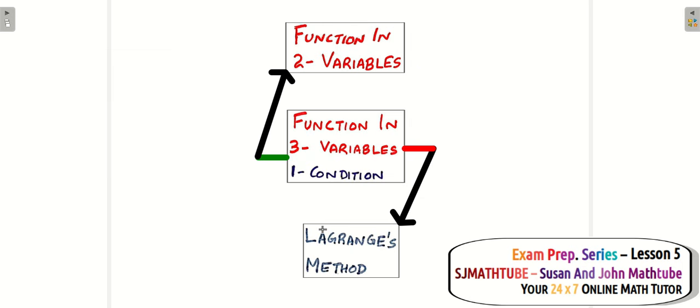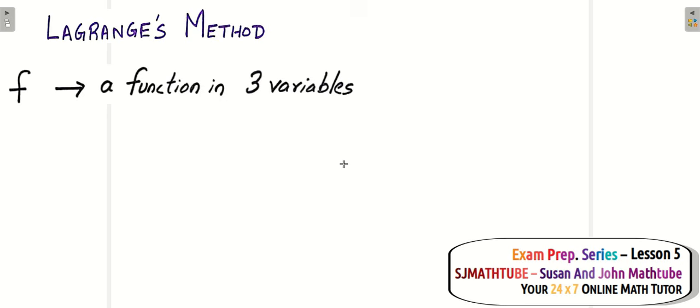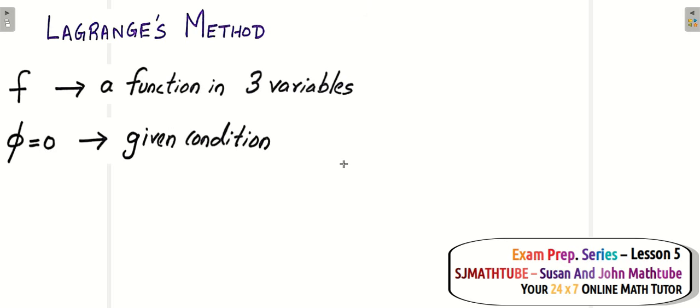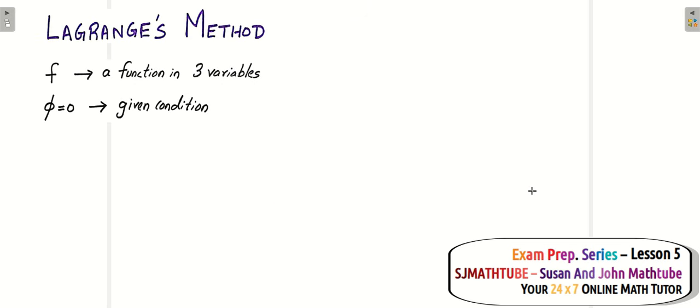I want you to focus here. We will be given a function in three variables plus one condition. I'll repeat, you have two options. Let's start with Lagrange's method. Let f be the function and phi equal to 0 be the given condition. So you take all the terms in the condition to the left side and call it phi. I already told you, you don't have to do Lagrange's method. If you want, you can reduce it into a function in two variables.